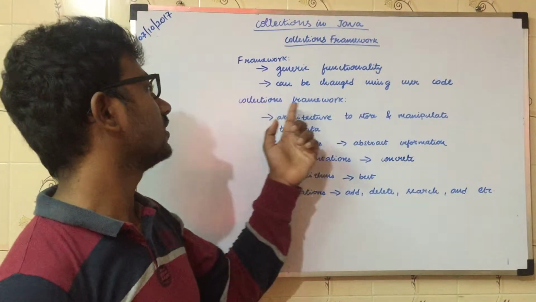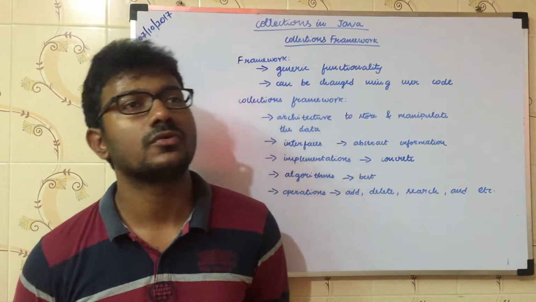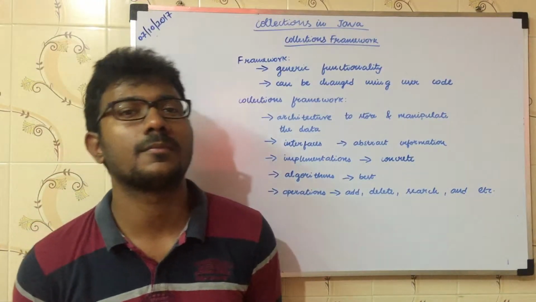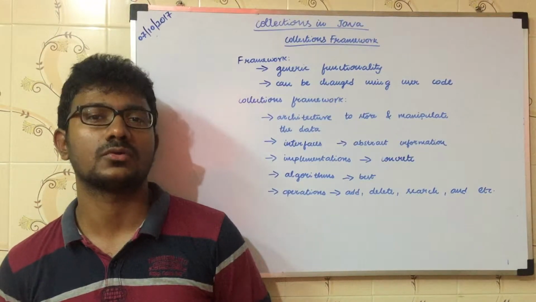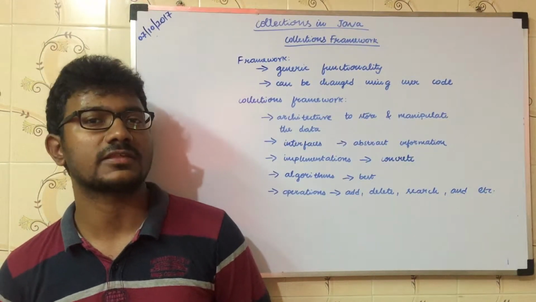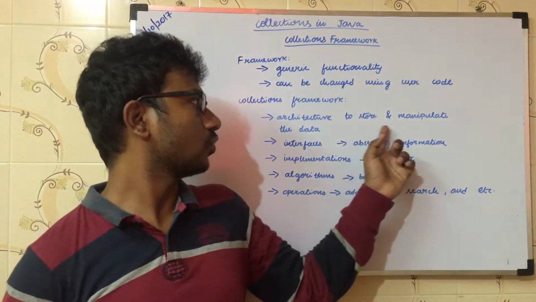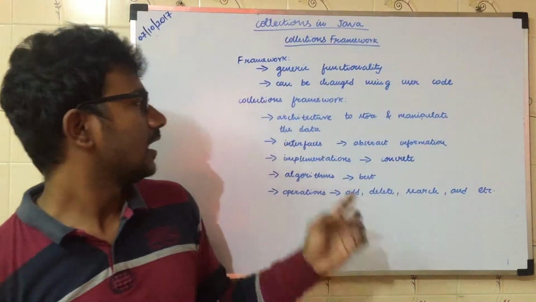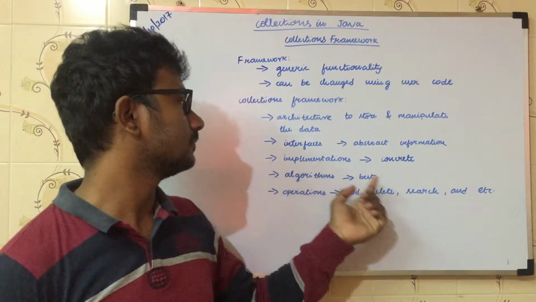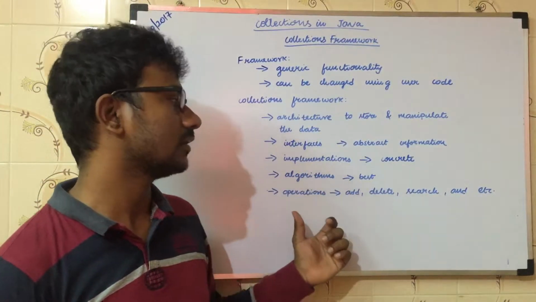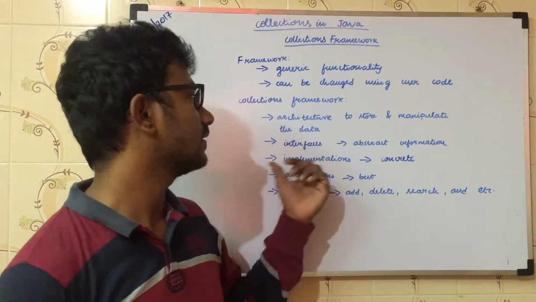So now we will see about the collection framework. Actually, collections play a part in the data. It tries to handle the complete group of data. So this architecture stores and manipulates the data. And then it supports and contains various things like interfaces, implementations, and best algorithms, and it supports various operations.